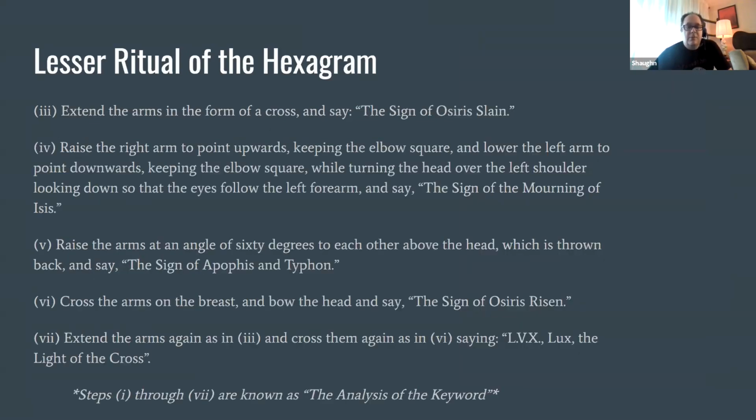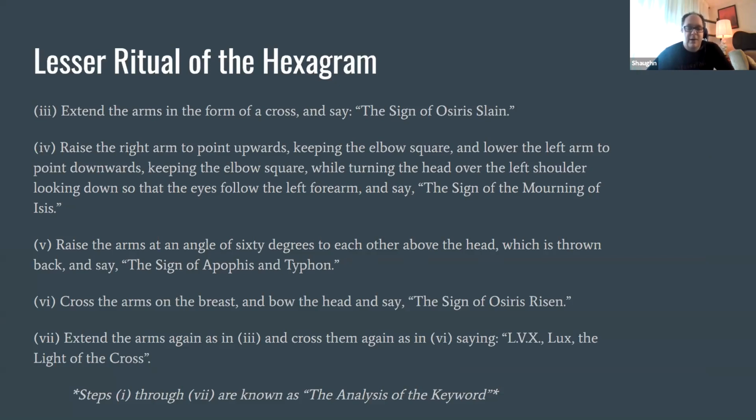Then you extend your arms in the form of a cross and say, the sign of Osiris slain. And then the next bit of directions is basically to make the sign of the mourning of Isis. It's easier just to show you the picture. And then raise arms at an angle of 60 degrees, which is the sign of Apophis and Typhon.